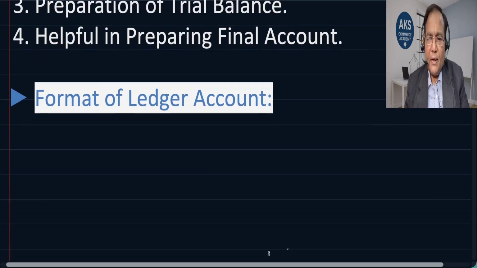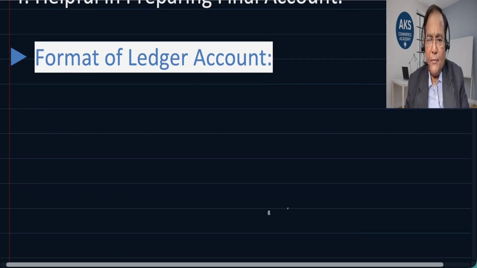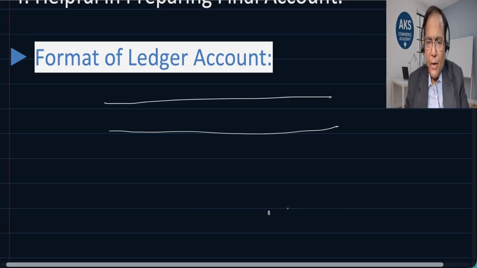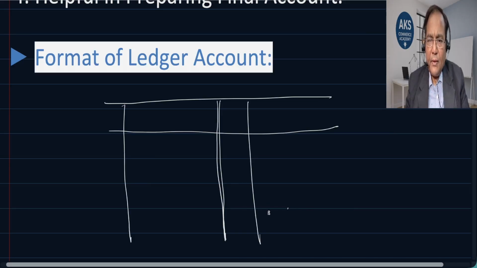Now, the format of a ledger. Let us understand it and draw a format of a ledger. It's simple. We'll just draw one line here, then another one. We'll divide this into two equal parts by adding one additional line, denoting that it is equally divided. Then there is a date column and an amount column. We'll make it a little bigger.